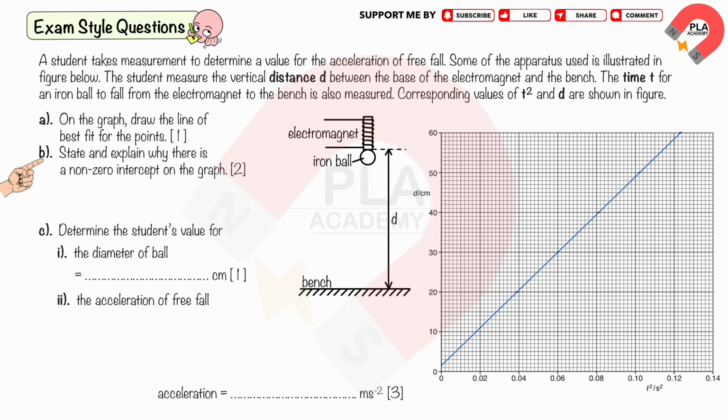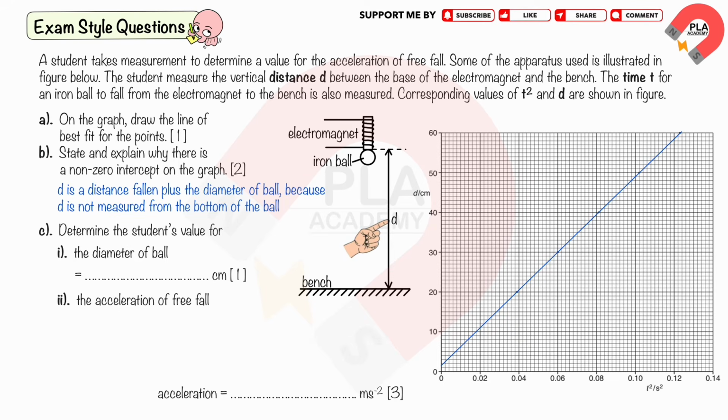B. State and explain why there is a non-zero intercept on the graph. The distance, d, is the distance the ball falls plus the diameter of the ball, because we didn't measure from the bottom of the ball. C. Determine the student's value for 1. The diameter of the ball. We can read the y-intercept on the graph, which is 1.5 centimeters.